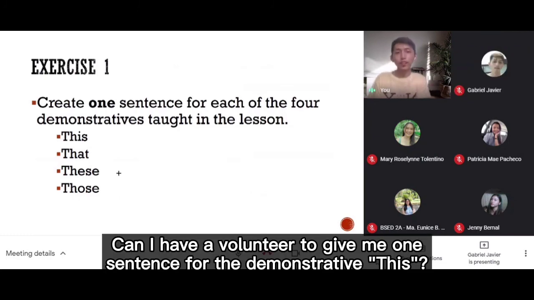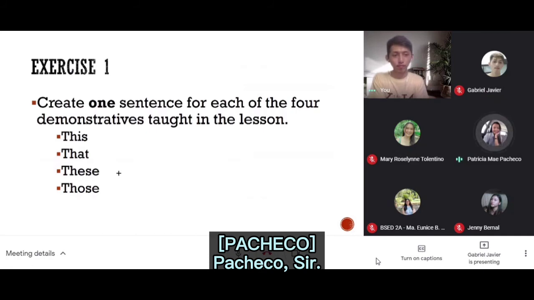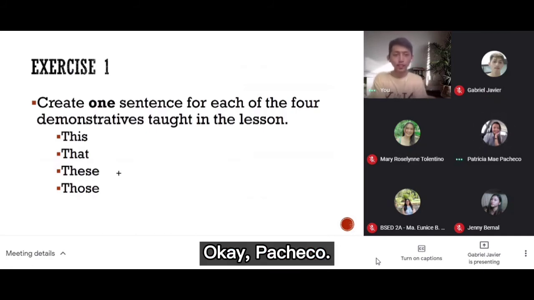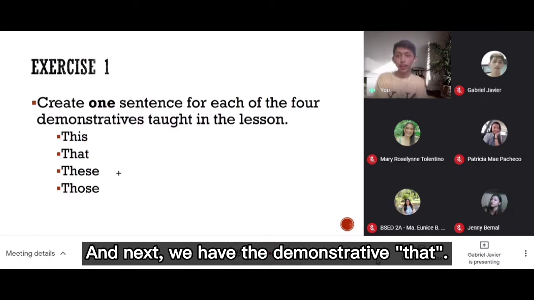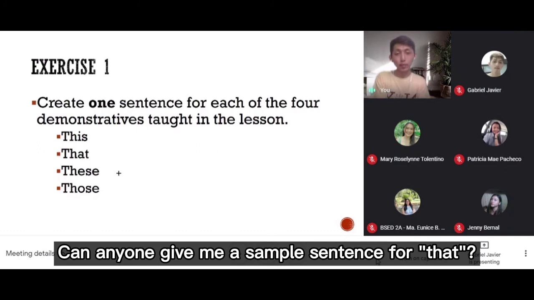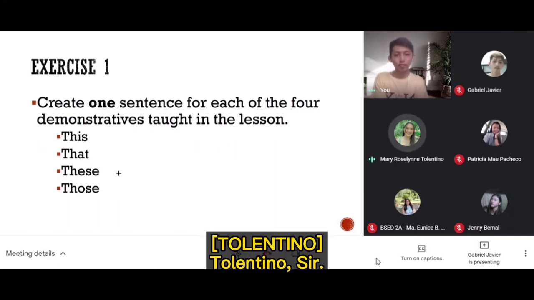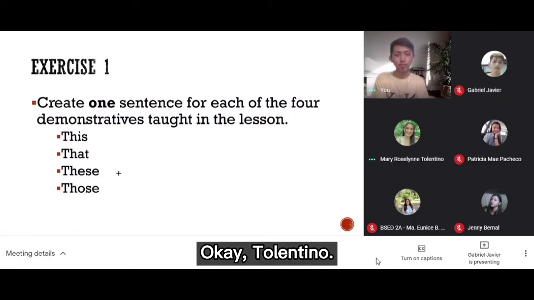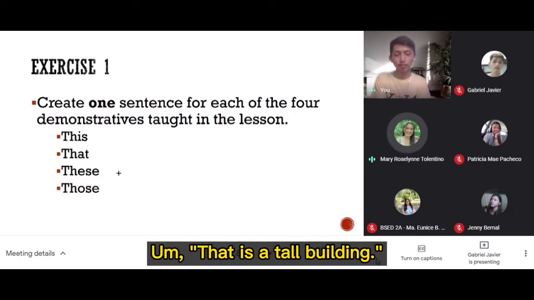Can I get a volunteer to give me one sentence for the demonstrative this? Okay, Pacheco. This bag is too small. Okay, very good. And next we have the demonstrative that. Can anyone give me a sample sentence for that? Okay, Tolentino. That is a tall building.